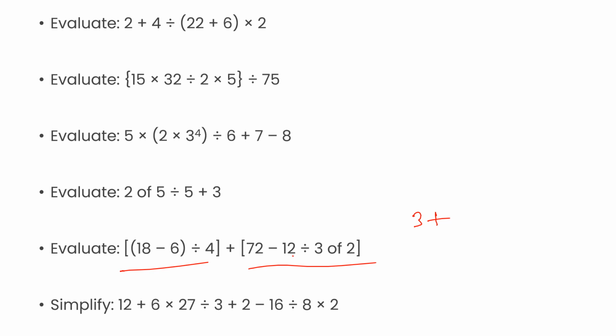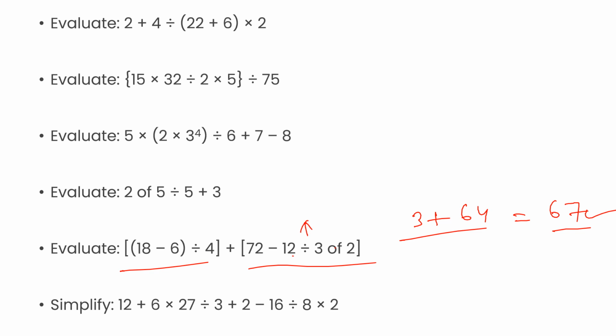4 into 2, 8. 72 minus 8, 64. Then the value is 67. Got it? So what am I doing? First I have to divide here. 3 4s are 12. This value is 4. 4 of 2 means 4 into 2. 4 2s are 8. 72 minus 8, 64. Here 64. Single step we can do this.